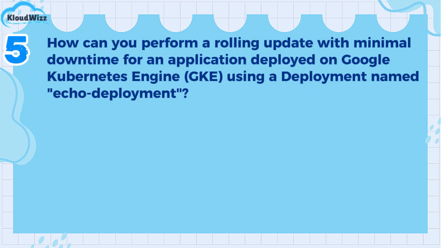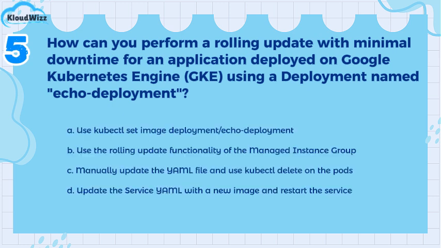The choices are A. Use kubectl set image deployment echo-deployment. B. Use the rolling update functionality of the managed instance group. C. Manually update the YAML file and use kubectl delete on the pods. D. Update the service YAML with a new image and restart the service.